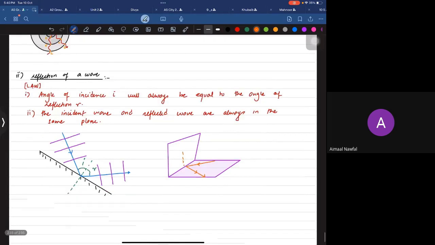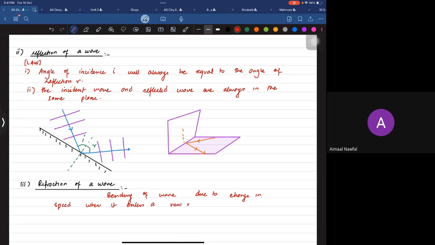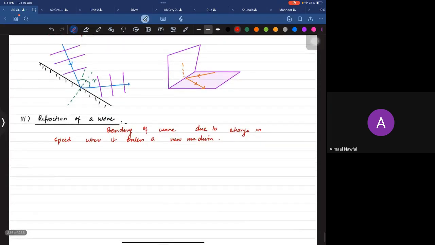All right. Now the next is the refraction. Now for refraction, it's very simple. It's basically the bending of wave due to change in speed when it enters a new medium. You don't need to draw the diagrams, you don't need to know anything except for this, so don't worry. Just need to remember a few things.